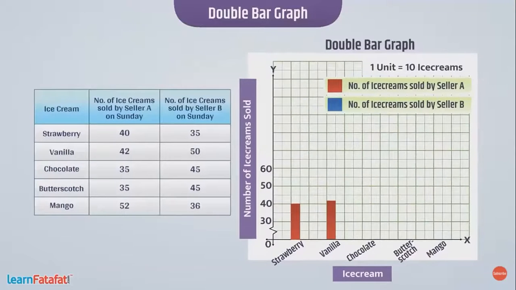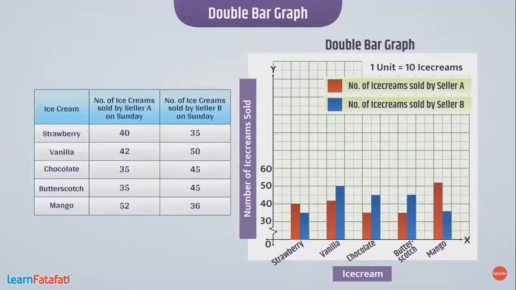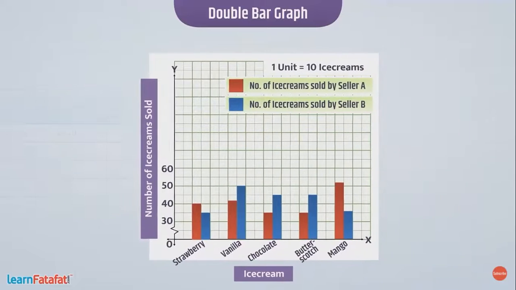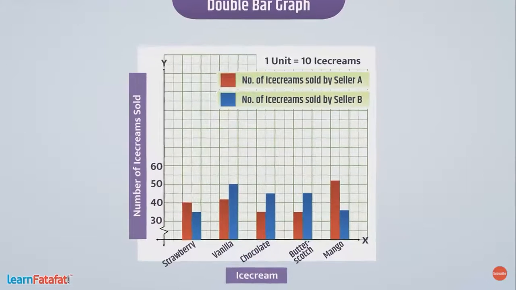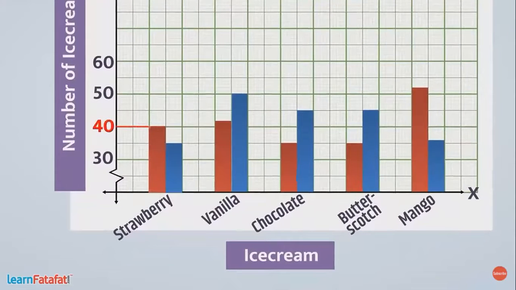In the same way, we will finish drawing a double bar graph of the given data. Note that we have used different kinds of bars to represent each seller. Let's understand some of the advantages of double bar graphs. As you can see, we can easily compare the sale of ice creams by two sellers on the same graph. For example, seller A sold 40 strawberry ice creams, while seller B sold 35 ice creams, that is, 5 ice creams less than seller A.